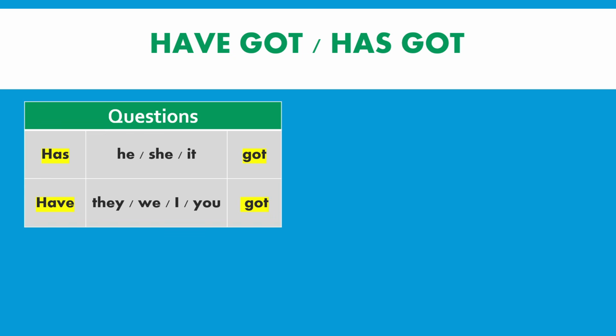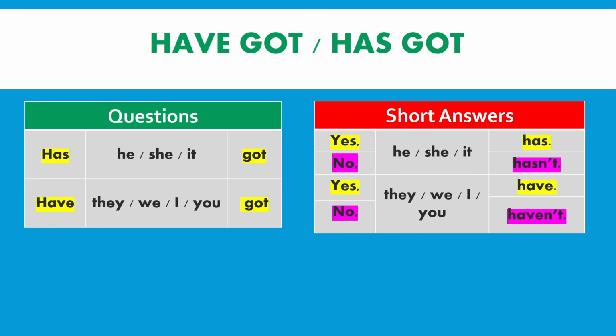Next, for making questions, when we want to make it into questions, then we have to split has or have from got, which means later on we are going to construct the questions beginning with has or have. I'm going to show you sample sentences later, but just remember that anything that goes with the subject pronouns he, she, it, we will start with has. And the same thing goes to they, we, I, you, we use have. And for short answers, if we want to answer yes, then for he, she, or it, we use has. No, he, she, or it hasn't. And for the subject pronouns they, we, I, you, the same thing. Yes becomes have. No becomes haven't.